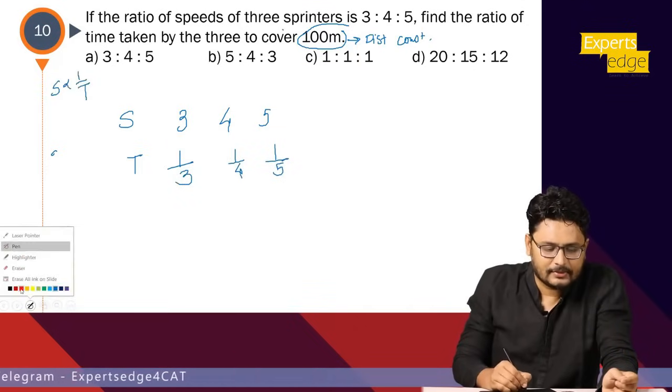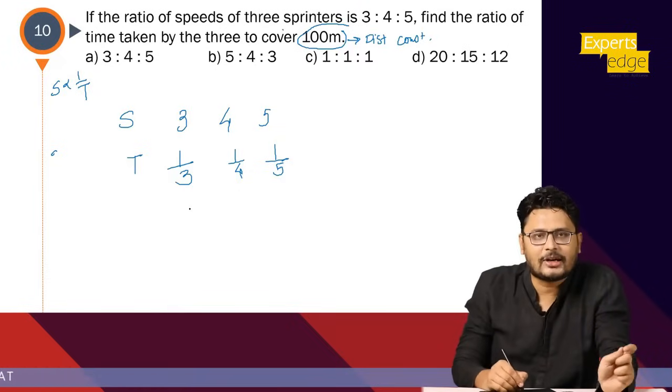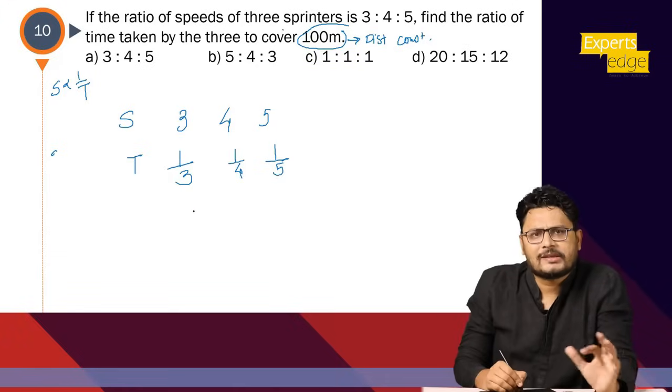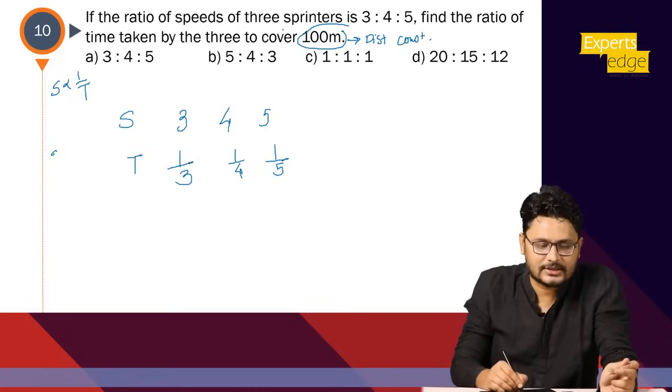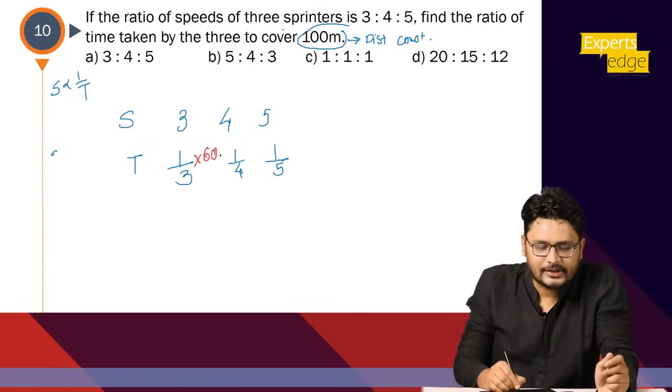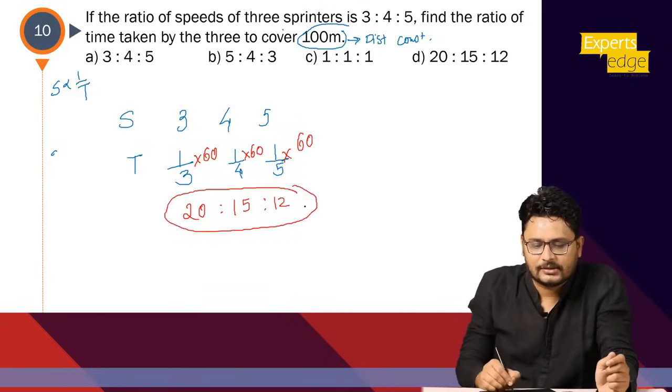Now what is the next step? Multiply with the denominators ka LCM. Denominators kya hai? 3 hai, 4 hai, 5 hai. LCM will be what? Just think of a multiple of 4 and 5, 20 nahi, 40 nahi, 60. Yes, 60 is divisible by 3. So 60 into 1/3, 1/4, 1/5. So basically kitna hua? 60/3 is 20, 60/4 is 15, 60/5 is 12. Yeah. So last option has to be the answer. I hope this point is clear.